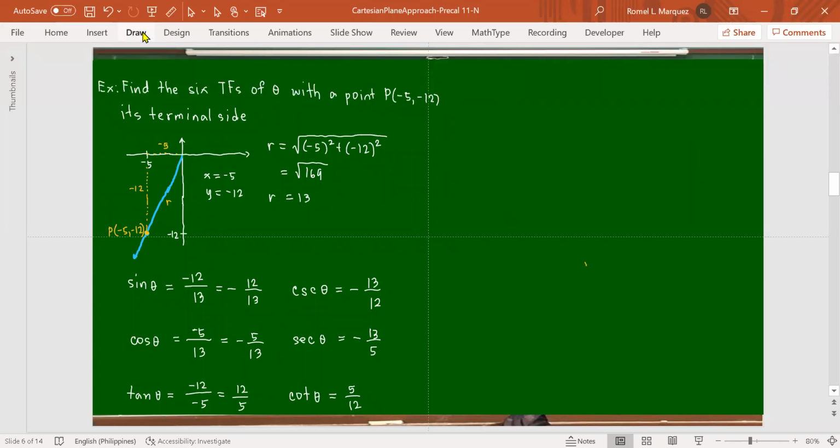Applying reciprocal functions. Number 2. Let the terminal side of theta in standard position be on the line y equals negative x. Okay?